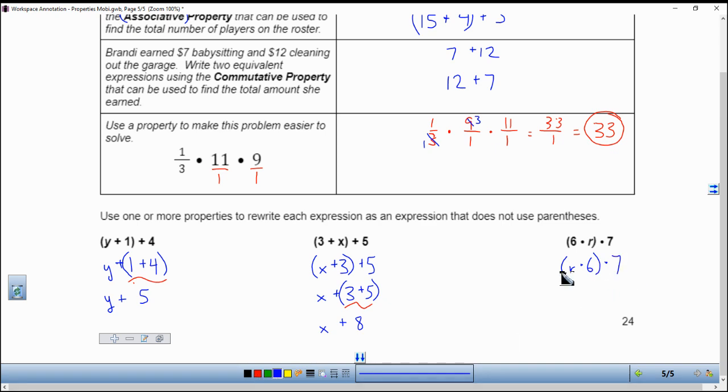Now, we can change the groups. We'll keep the numbers in the same order, and we'll just change the groups. All right, so right now we can do 6 times 7, which is 42. And there's no more parentheses because we can do 6 times 7 and get rid of the parentheses. All right, so that's when the properties can be really helpful. You can use them to help you simplify expressions. You can also use them to help you make them easier to solve.